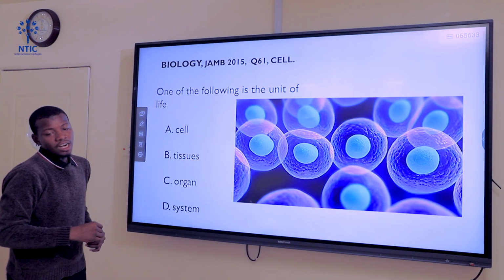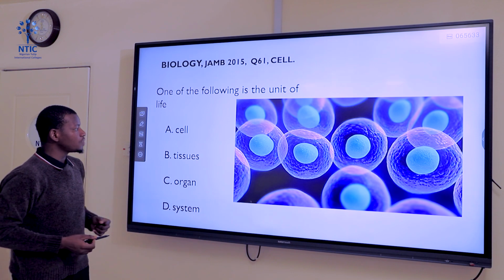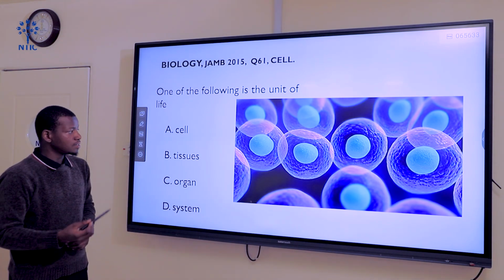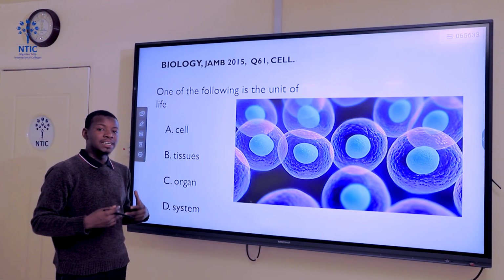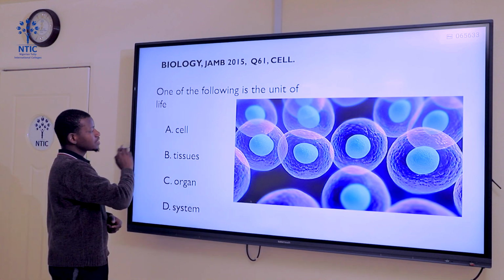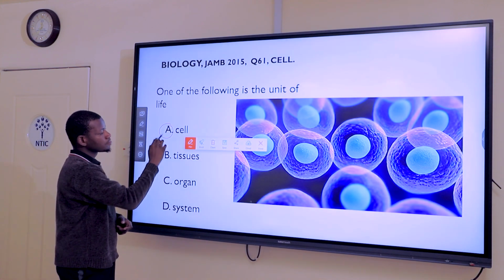Question 61. One of the following is the unit of life. A. Cell, B. Tissue, C. Organ, and D. System. A cell is defined as the basic structural and functional unit of life. So the correct answer here is A.